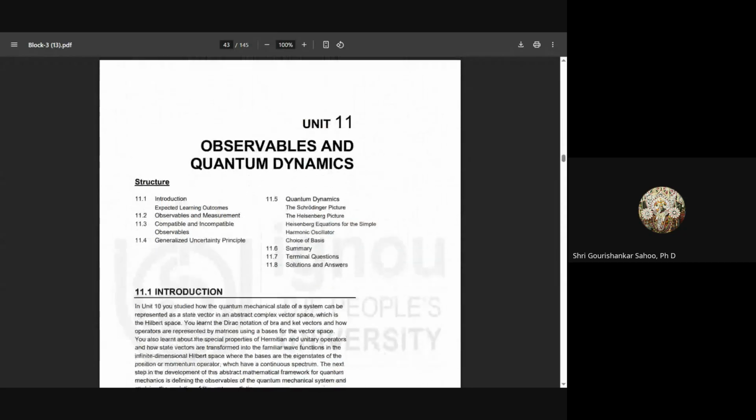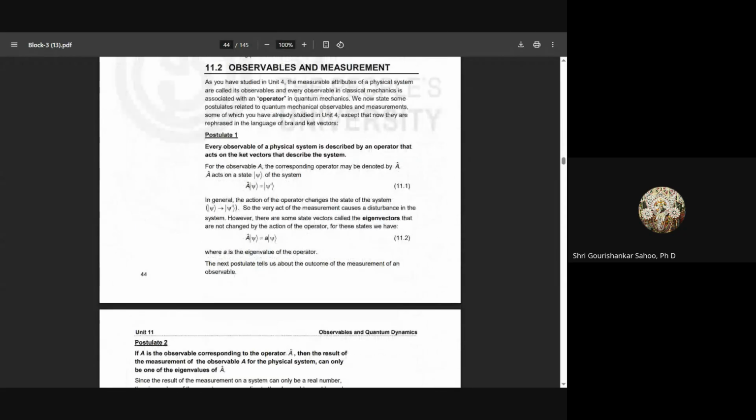Then observable. What is observable and what is not? So there are some postulates. Every observable of a physical system is described by an operator that acts on the ket vectors and that describes the system. So for a physical system, anything that is observable can be represented like this. Okay, this is the first postulate.